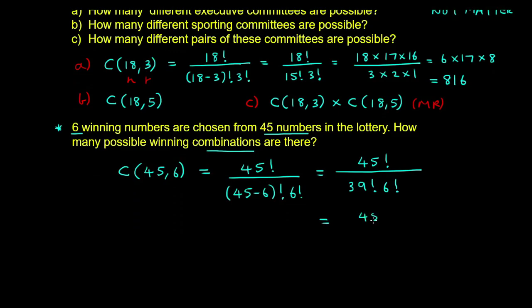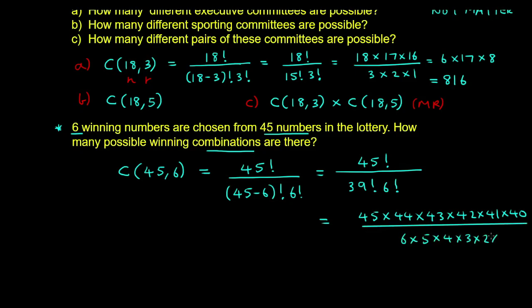which is 45 by 44, and so on down to 40. And that's divided by 6 factorial. So if you calculate this out, there are 8,145,060 possible winning combinations of 6 numbers.